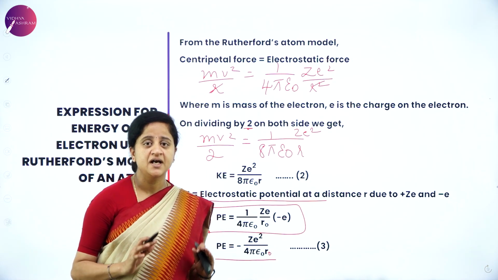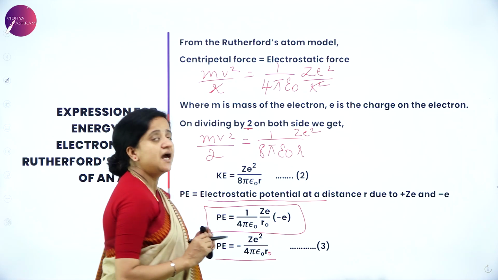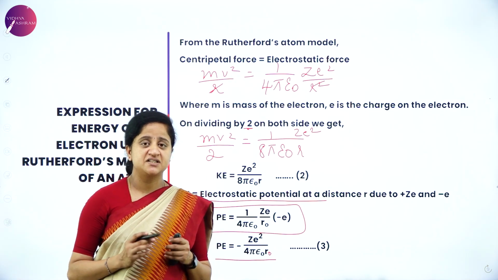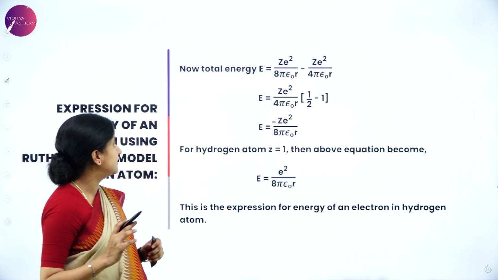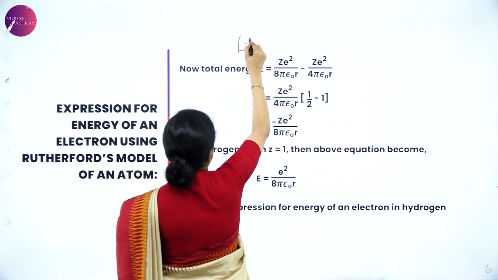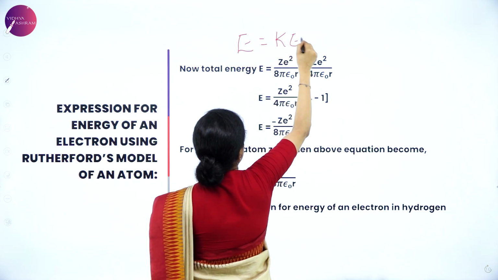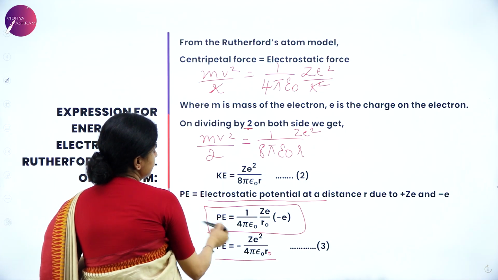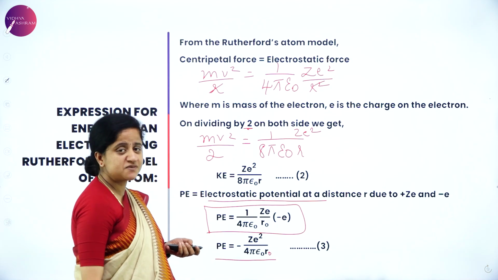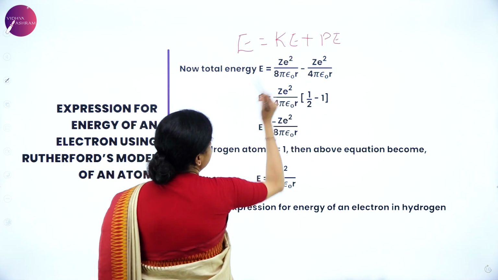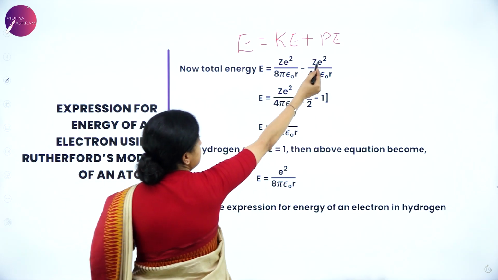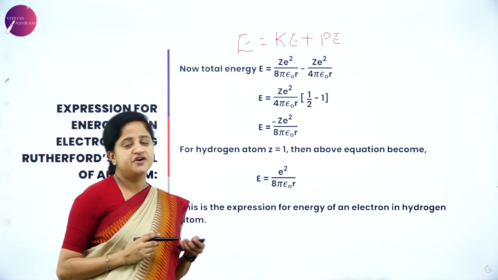Now we have got the equation for kinetic energy as well as potential energy. Now taking the sum of kinetic energy and potential energy, we can find the total energy of an electron. So what is the formula to find total energy? It is the sum of kinetic energy plus potential energy. Since we have an expression for potential energy, minus Ze square divided by 4 pi epsilon naught into r naught, so here we get Ze square divided by 8 pi epsilon naught into r minus Ze square divided by 4 pi epsilon naught into r.